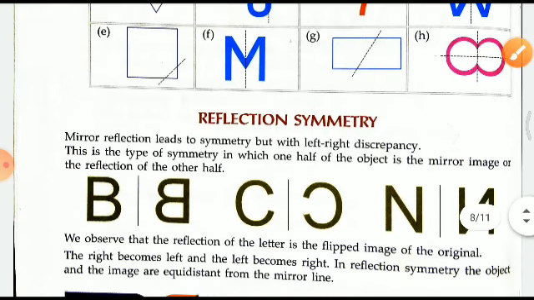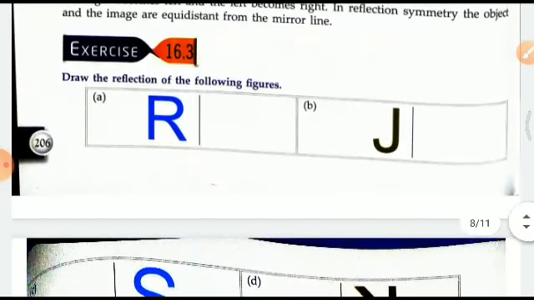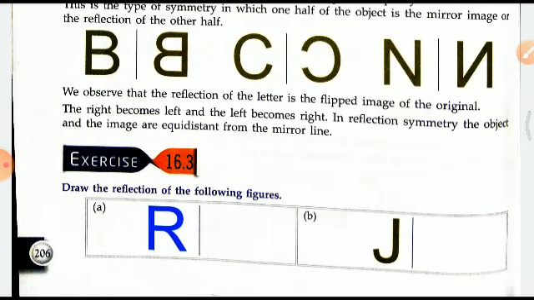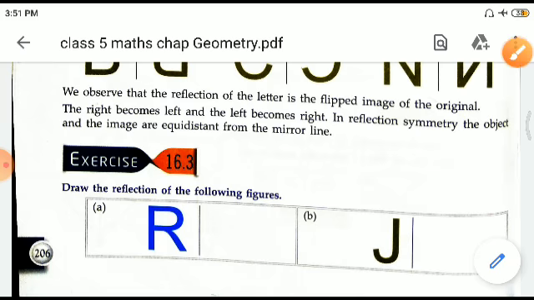Now reflection, this is reflection symmetry, right? This is reflection, the mirror image of anything. Mirror reflection leads to symmetry but with left and right discrepancies. This is the type of symmetry in which one half of the object is the mirror image or reflection of the other half. Now here you have to draw the mirror image, right? Now how you need to draw is, see, outer components are the same. See here also we will be writing R. An inverse R we will be writing. Then this will look like this. And then from here we will be drawing like this, right? This is how R will look.